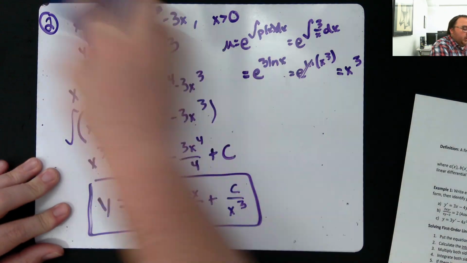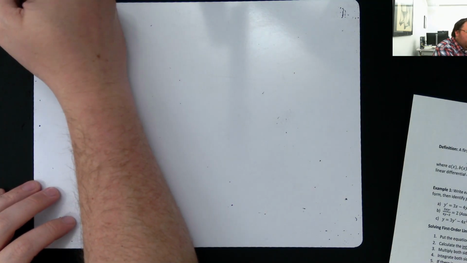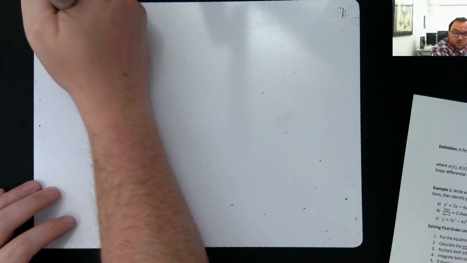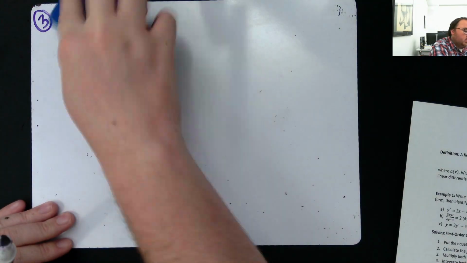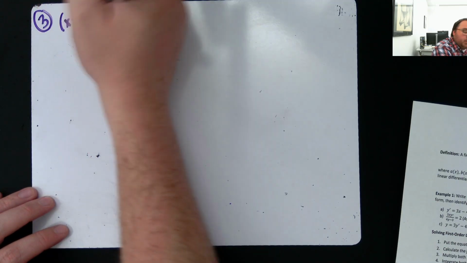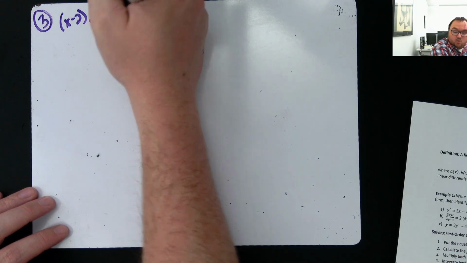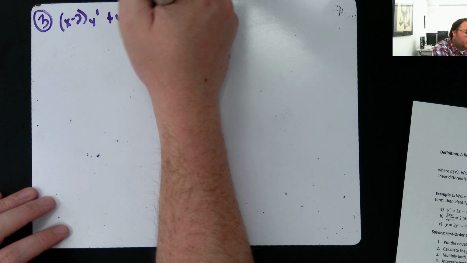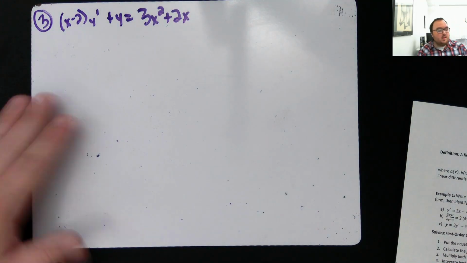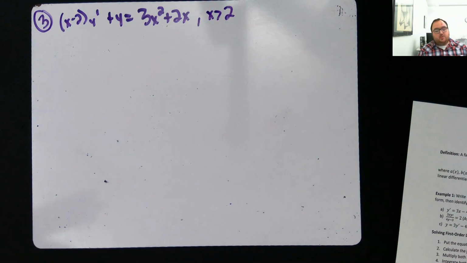Let's try example number 3. Find the general solution for the differential equation. The quantity x minus 2 times y prime plus y equals 3x squared plus 2x. And again, it says assume x is greater than 2. That's not going to change my stuff. That's just going to make sure that the logarithm is always positive. All that does.